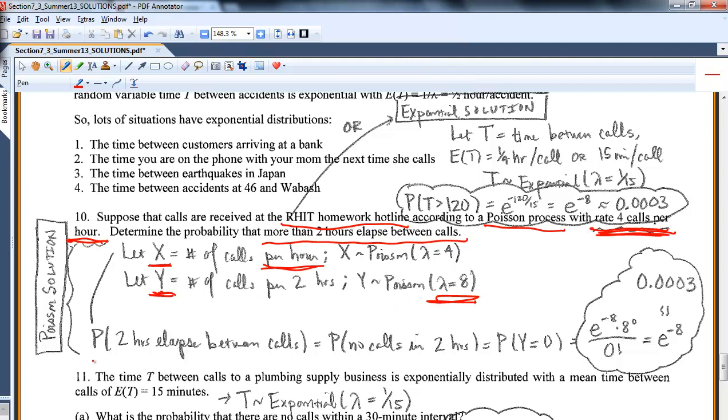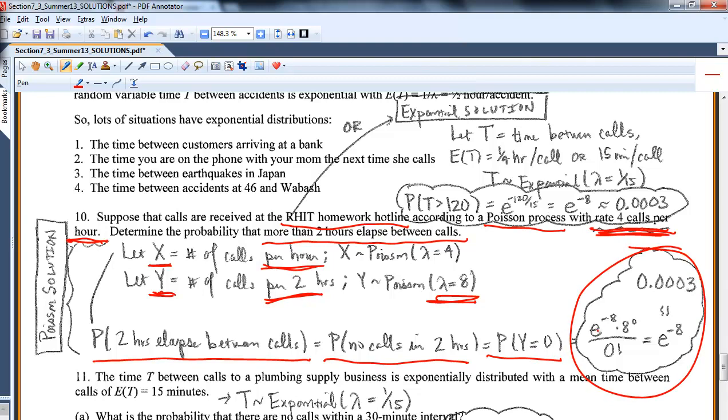So the problem's asking what's the probability at least 2 hours elapsed between calls. That means there were no calls in 2 hours. That means Y, which measures how many calls there are in 2 hours, is 0. And this is how I would set it up as a Poisson. That's e to the negative 8, because this is lambda, lambda to the 0, no calls, over 0 factorial. Now, we could have done this as an exponential.